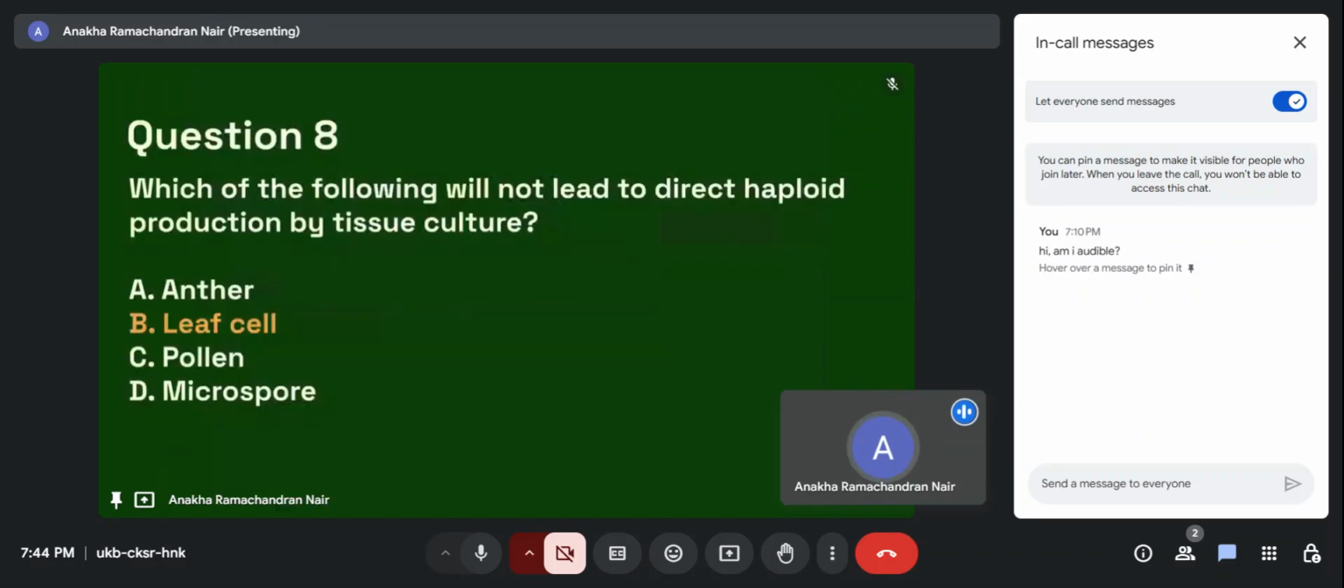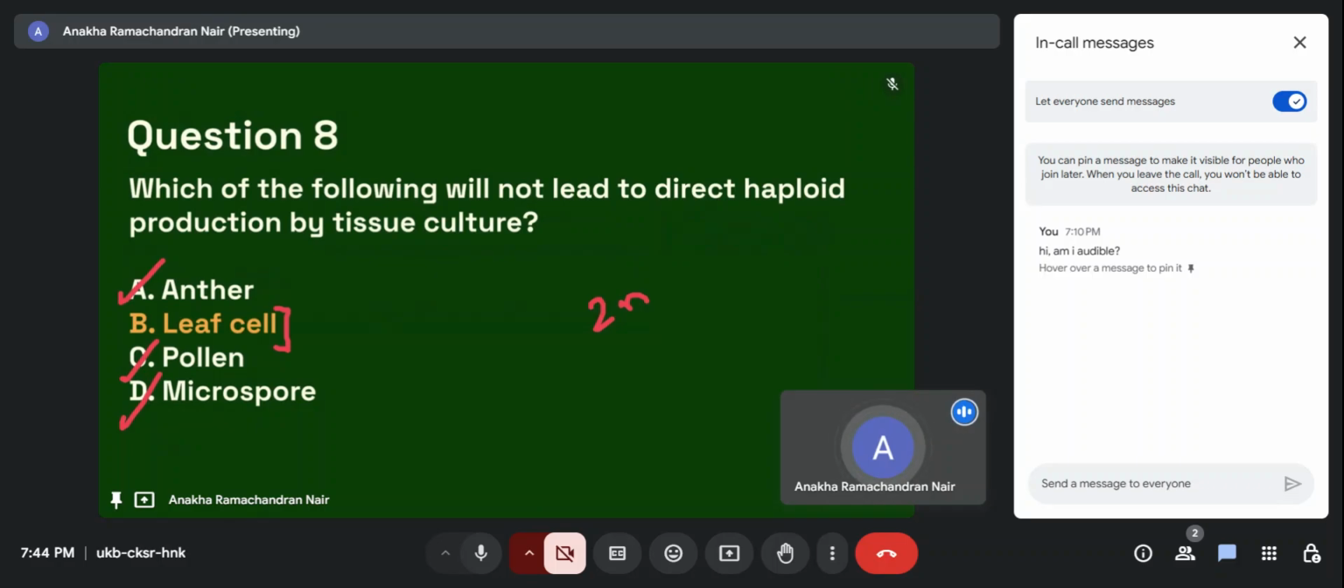Let's see what the correct answer is first. The correct answer is option B, leaf cell. Anther, pollen, and microspore, all three of them belong to the male sex organ. In plants, leaf is not part of any sex organs. It is 2n in nature. All the cells in leaves will be 2n, and therefore it will not give rise to a haploid when you use it in tissue culture.